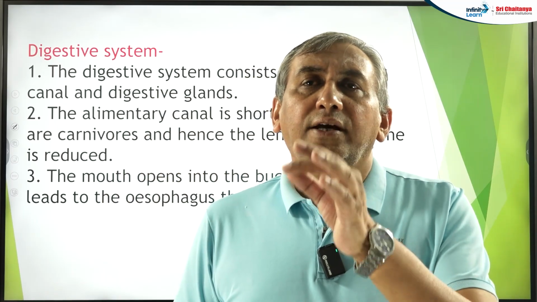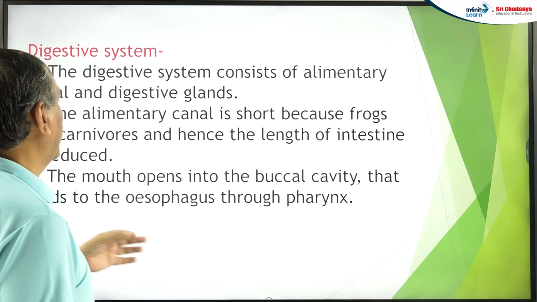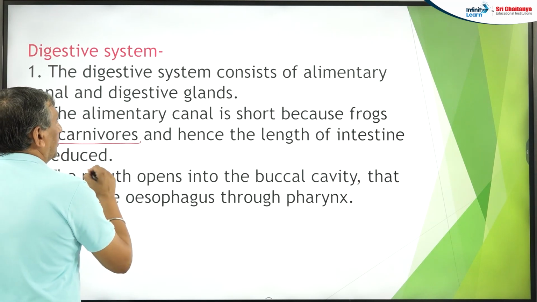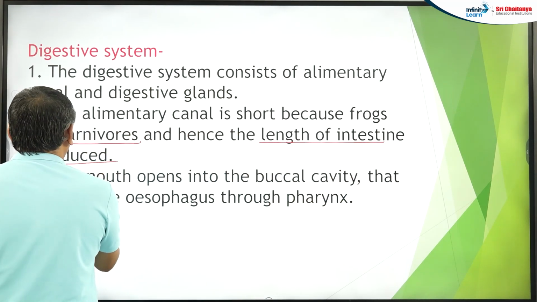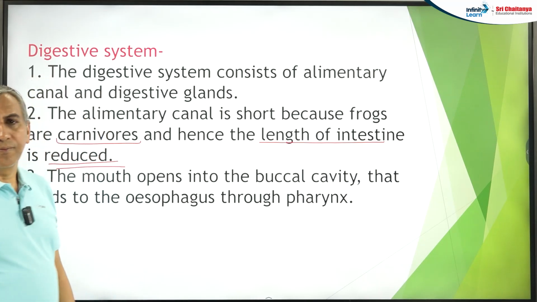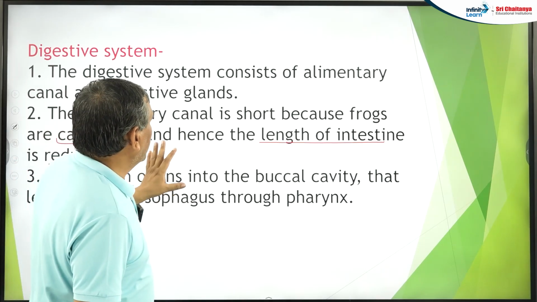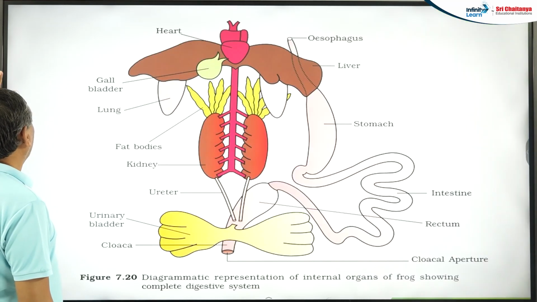Why is the alimentary canal short in frog? Because frog is carnivore. So the length of intestine is reduced. This is one very important point. Frog is carnivore, so the length of intestine is less. This is the one point that you have to remember.